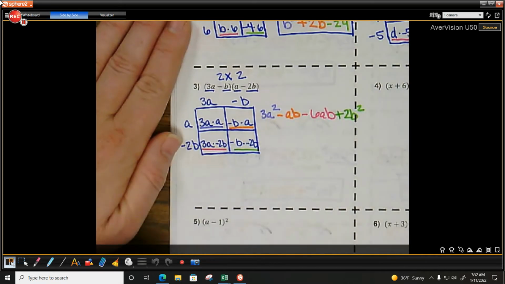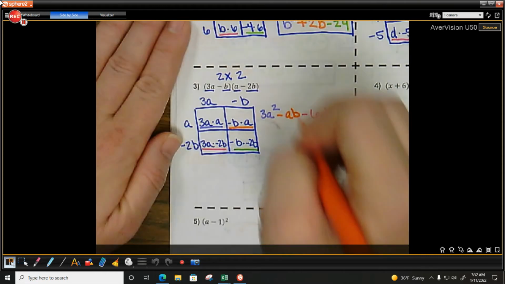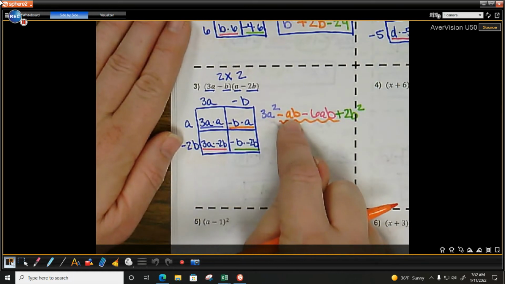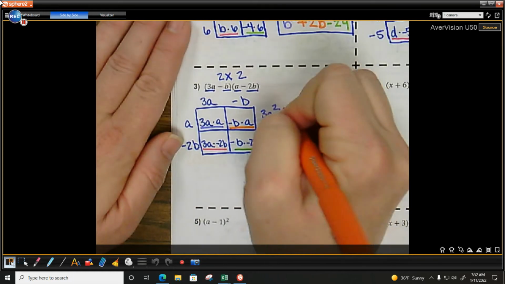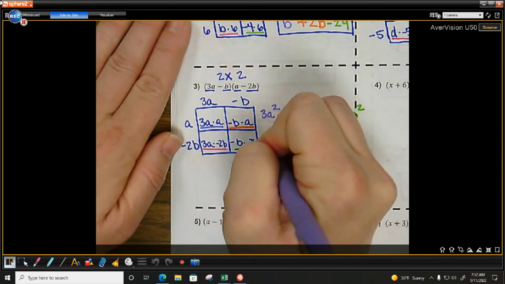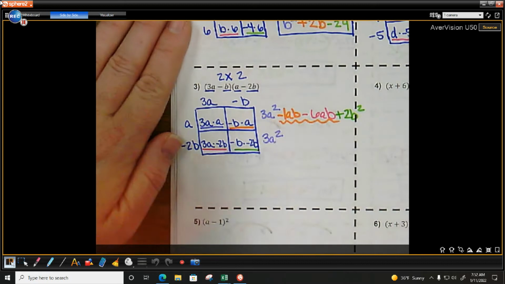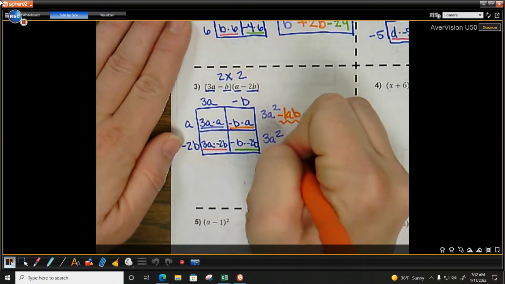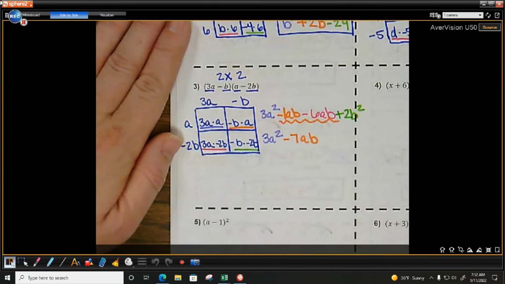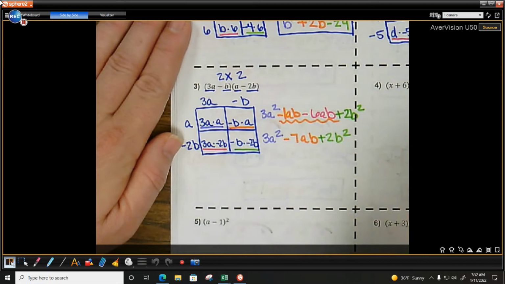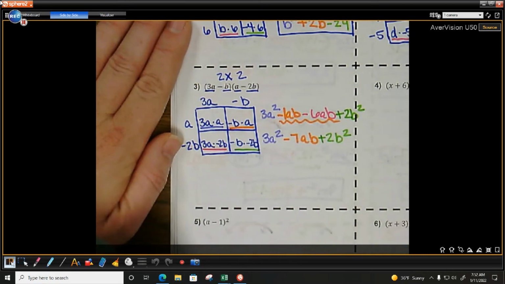Now, do I have like terms? Yes. This AB doesn't have a coefficient, so what am I going to put there? 1. So drop down your 3a squared. And then what's negative 1 minus 6? Good job. Negative 7ab. And then drop down your plus 2b squared. Are any of those like terms? No.